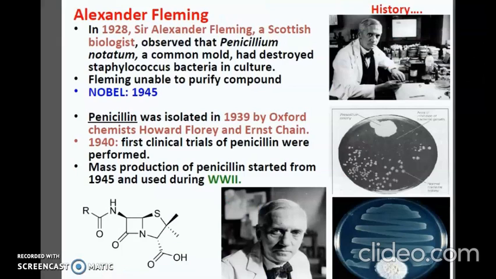In 1928, Sir Alexander Fleming, a Scottish biologist, observed that Penicillium notatum, a common mold, had destroyed Staphylococcus bacteria in culture. Fleming was unable to purify the compound, and penicillin was isolated in 1939 by Oxford chemists Howard Florey and Ernst Chain, and in 1940, first clinical trials of penicillin were performed. Whereas the mass production of penicillin started from 1945 and it was used during World War II.